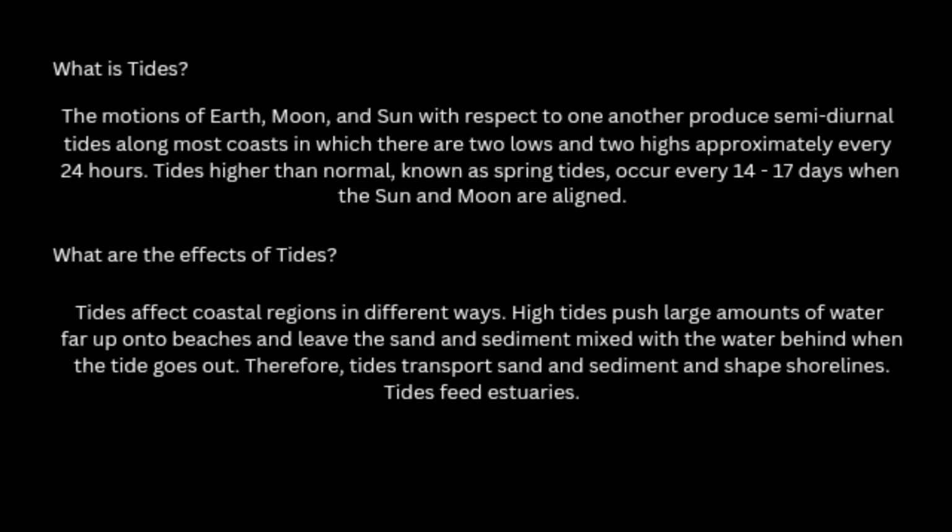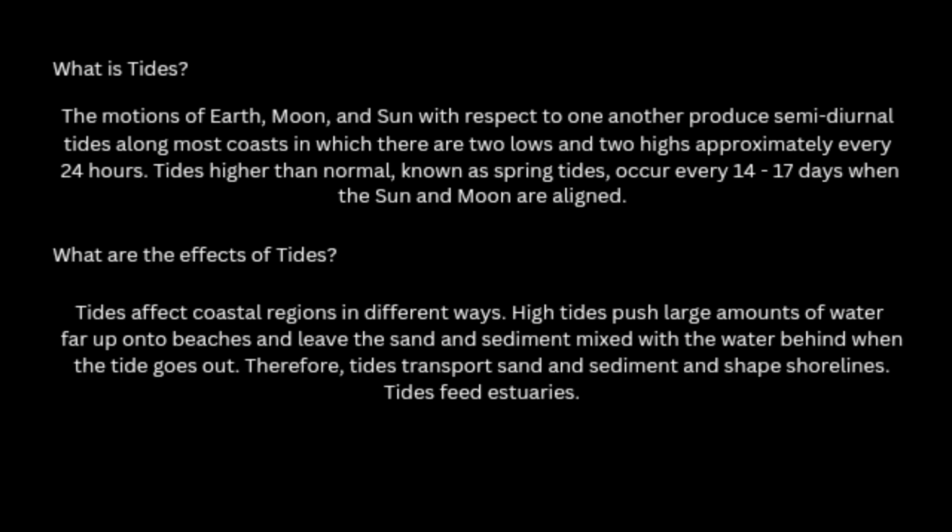Let us define what tides are. The motion of the Earth, Moon, and Sun with respect to one another produces semi-diurnal tides along most of the coast, in which there are two lows and two highs approximately every 24 hours. Tides that are higher than normal, known as spring tides, occur every 14 to 17 days when the sun and moon are aligned. Now, what are the effects of tides?